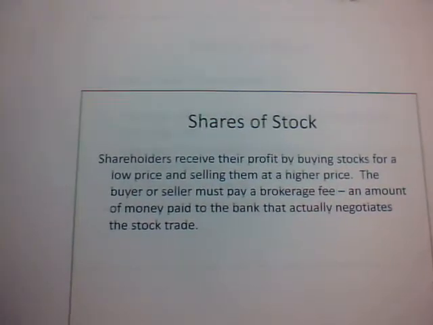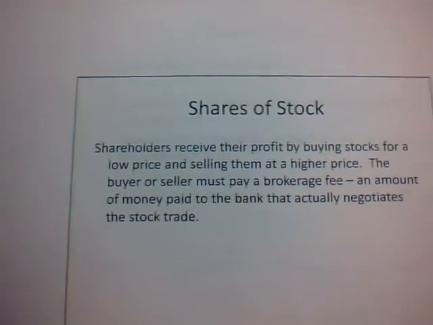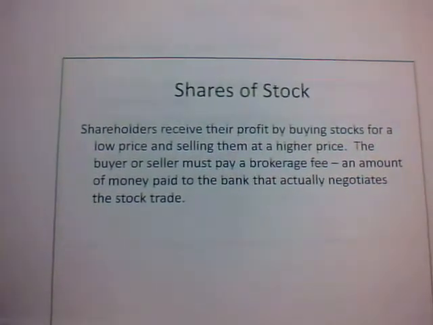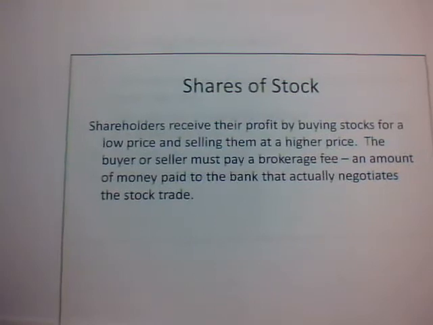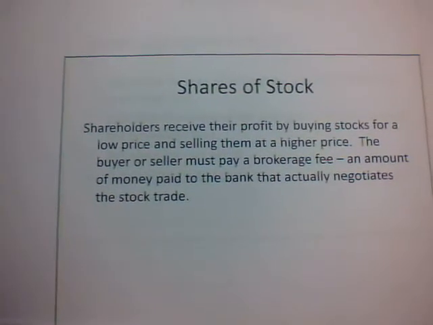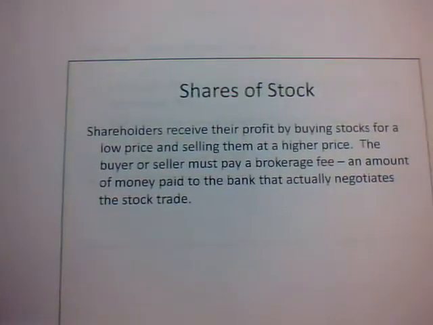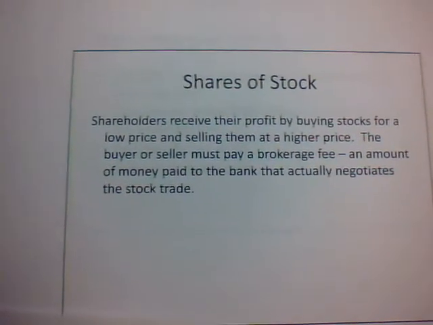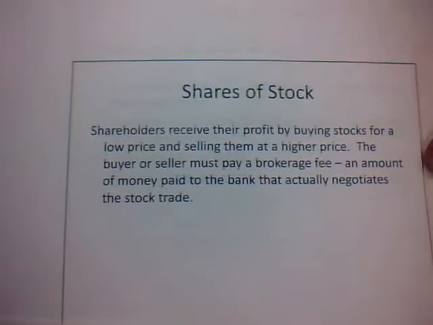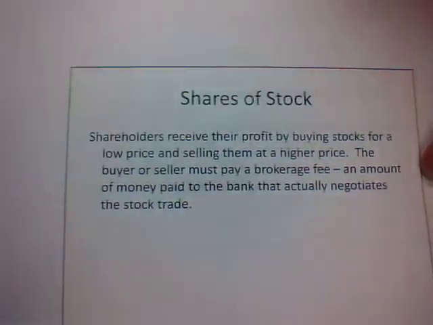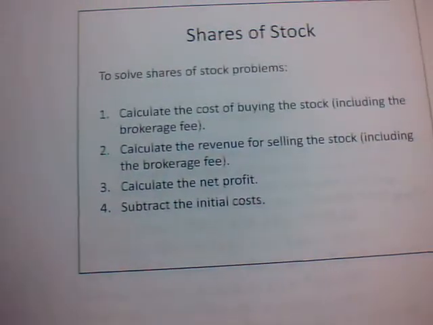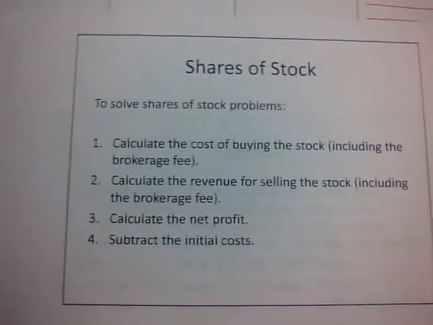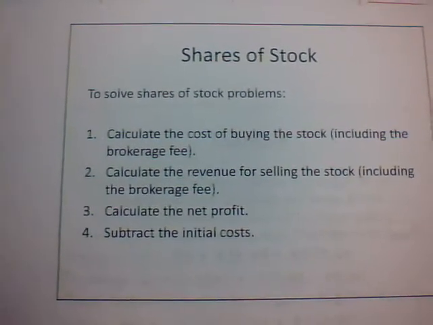All right, next is shares of stock. Shareholders receive their profit by buying stocks for a low price and then selling them at a higher price. The buyer or the seller must pay a brokerage fee, and that's the amount of money paid to the bank that actually negotiates the stock trade. Here's how we solve shares of stock problems, and it involves 4 steps.